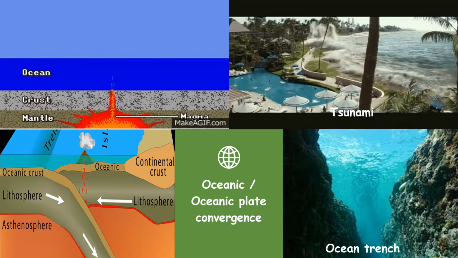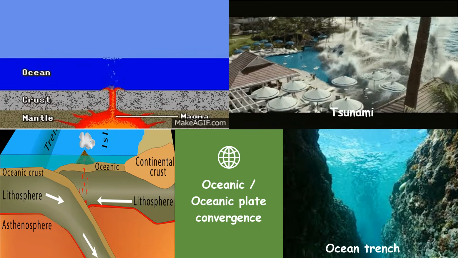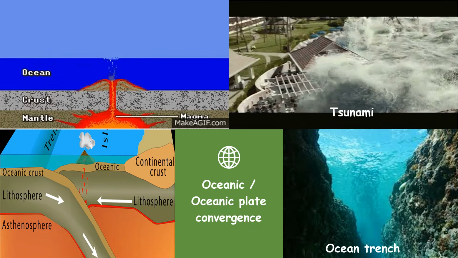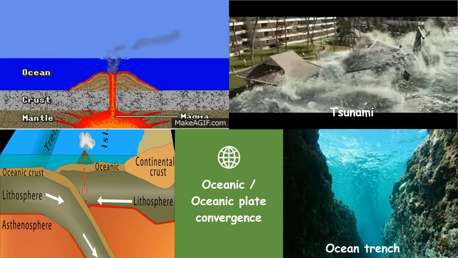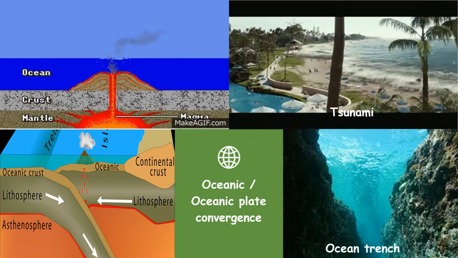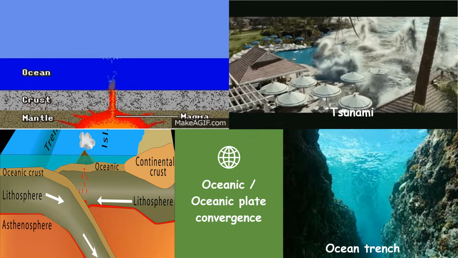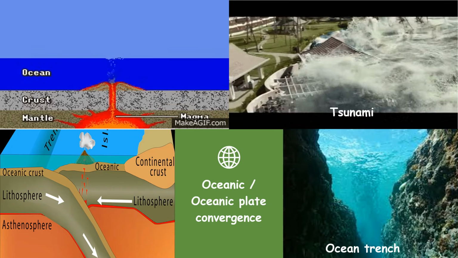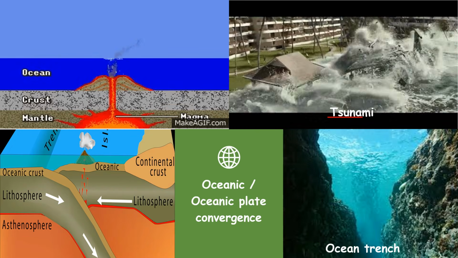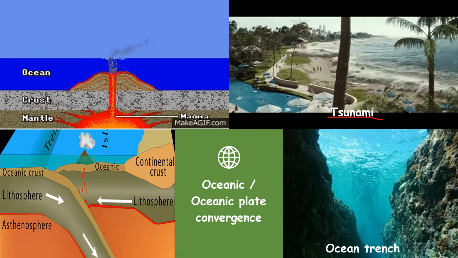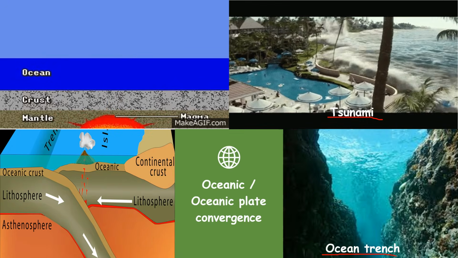So tingnan natin kung ano yung pwedeng ma-form pag yung dalawang oceanic plates ay magko-converge or magmi-meet. Yung una, pwede siyang maka-form ng mga volcanic island arc. Ikalawa, pwedeng maka-form ng tsunami. And ikatlo, pwede siyang maka-form ng ocean trench.